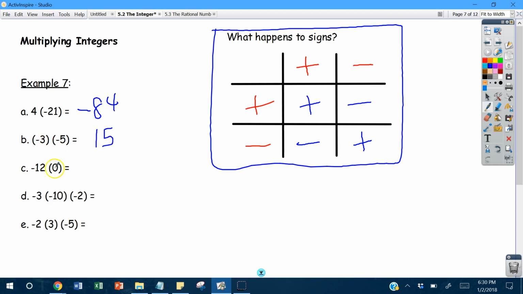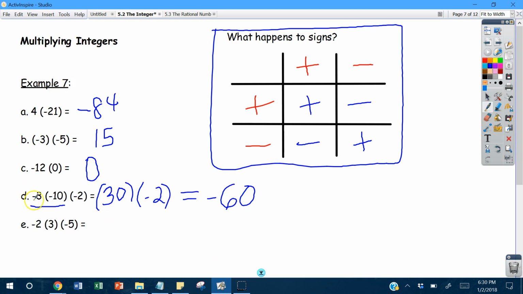Here we have negative 12 times 0. Well, 12 times 0 is 0, and 0 is not really positive or negative, so we'll just leave it like that. Here we have 3 numbers we're multiplying. They're all negative, so maybe we can just do this one step at a time. Why don't we multiply these two first? Negative 3 times negative 10 will give us a positive 30. Same sign, so they end up being positive. And then we'll multiply it by this negative 2 since we haven't done that yet. So positive 30 times a negative 2 gives us a negative 60 since those signs are different.